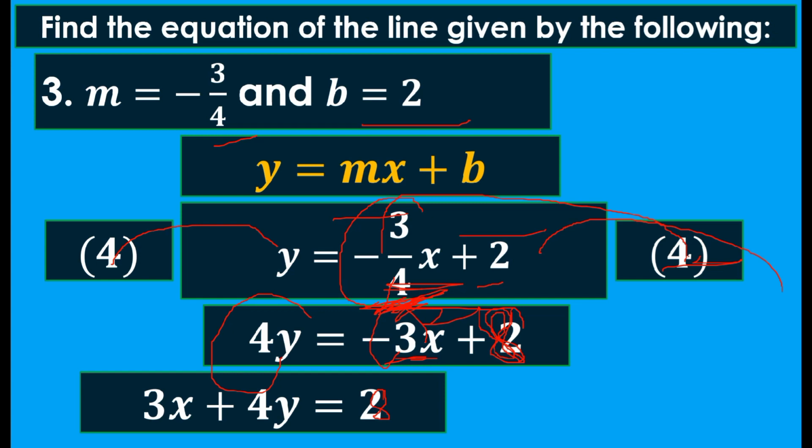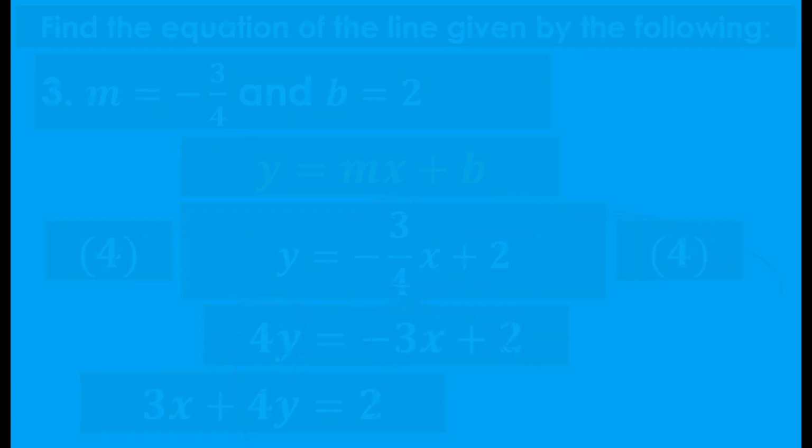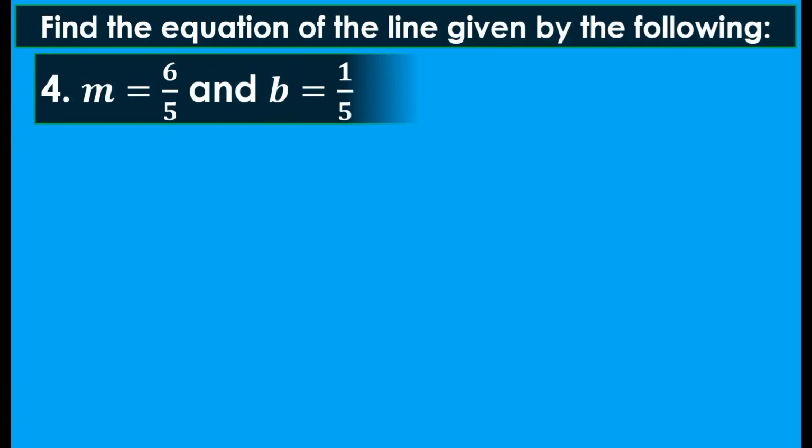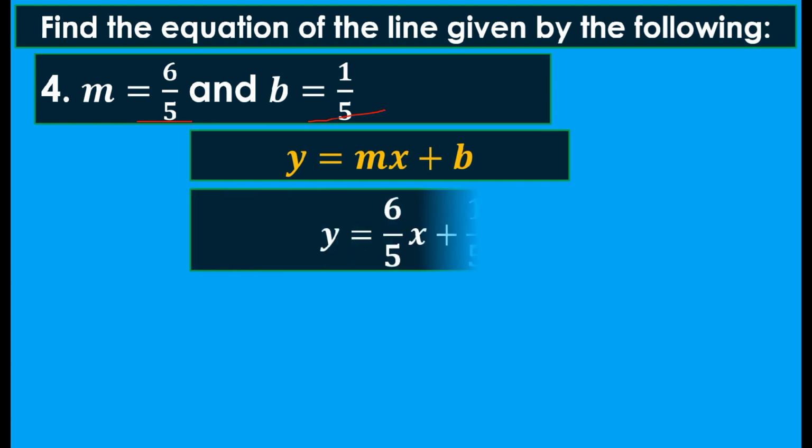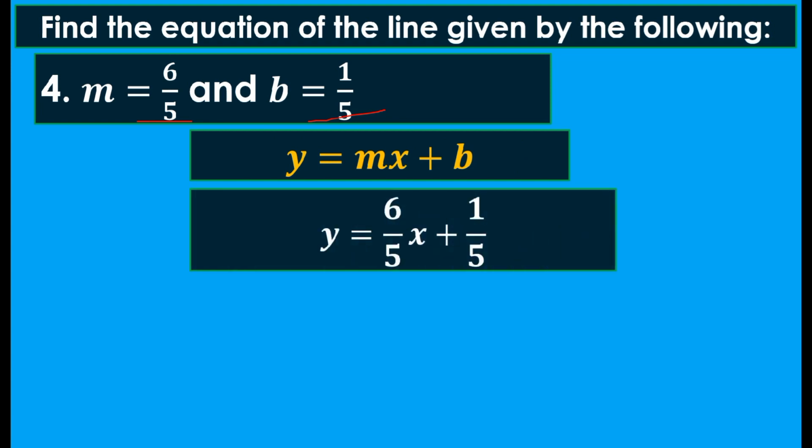Kasi si negative 3x, transfer natin, nag-jump sa equal sign, nagiging 3x. Then just copy 4y, and then is equal to 8. I'll repeat, this must be 8 kasi you need to multiply 4 and 2, so that is 8. Okay? Let's have another one. The slope is 6/5 and the y-intercept is 1/5. Okay, y equals 6/5 x plus 1/5.